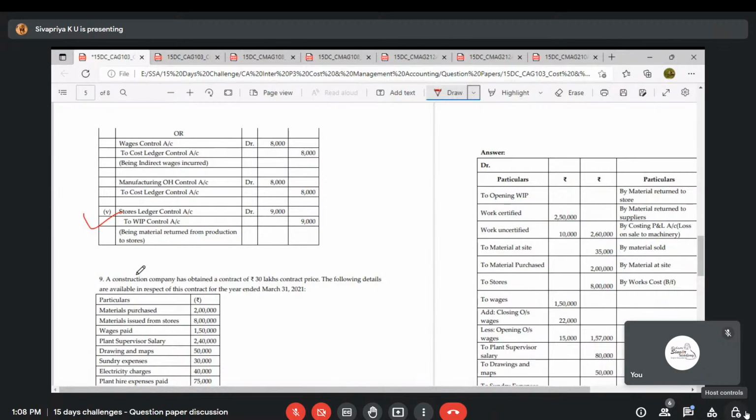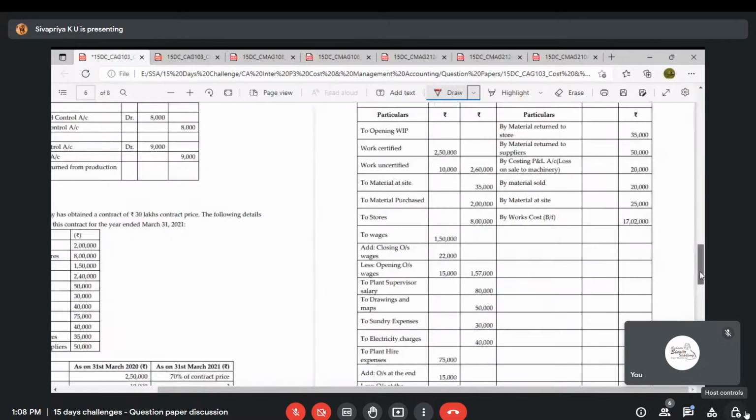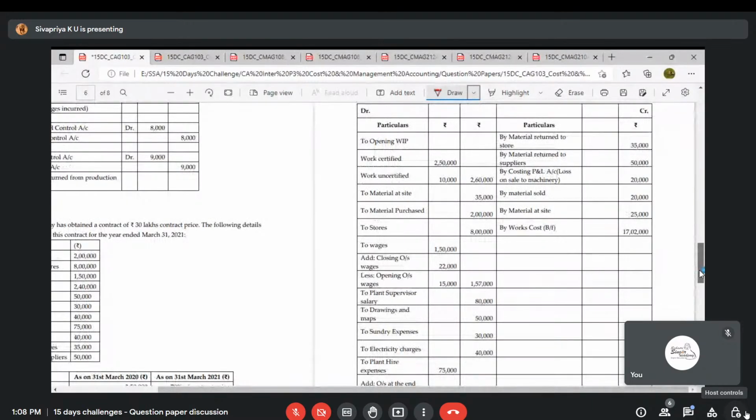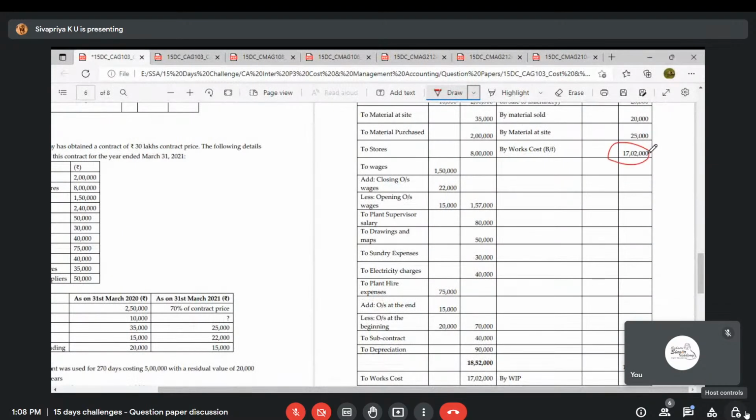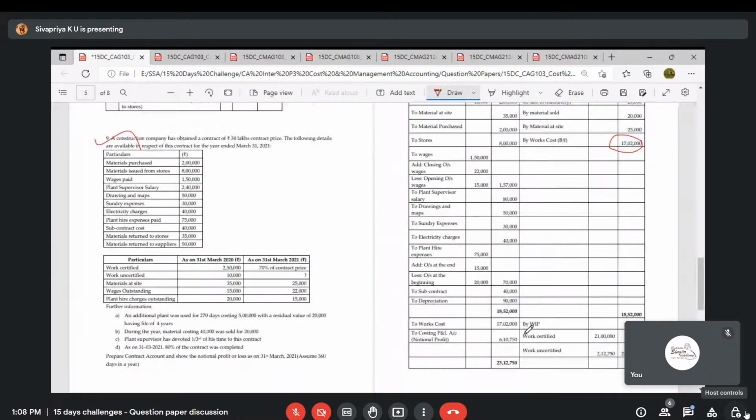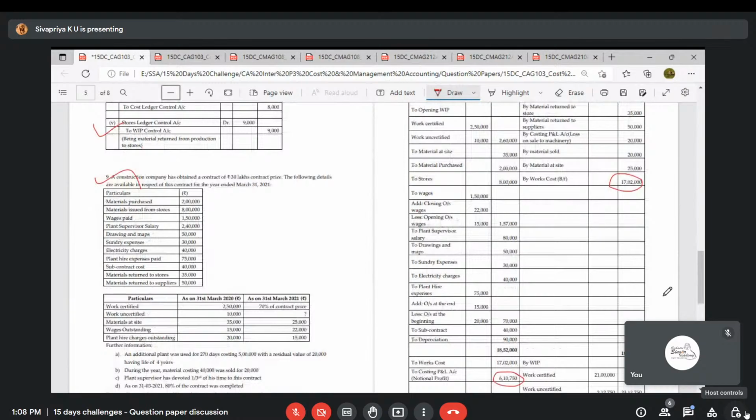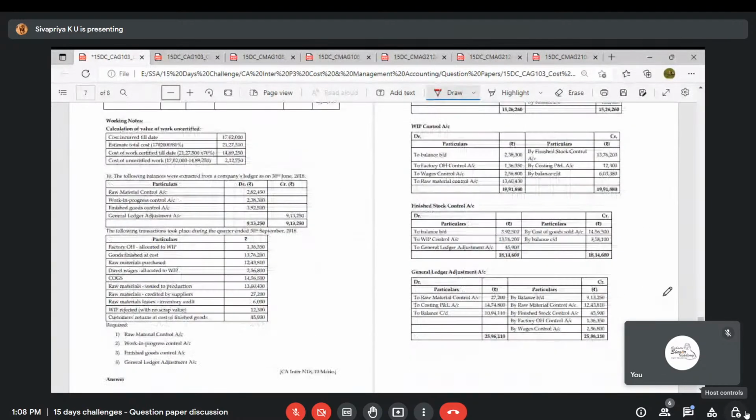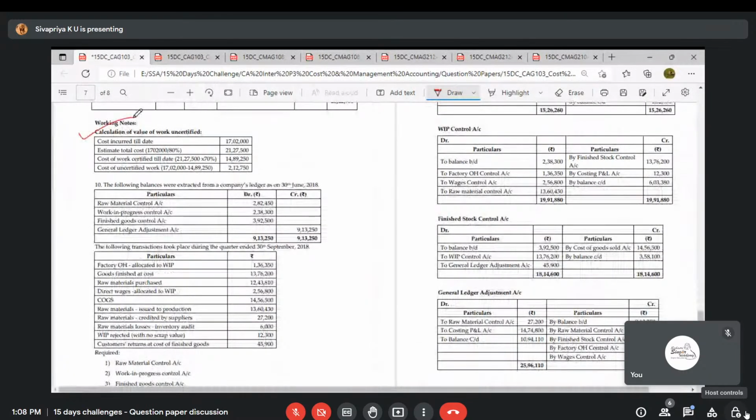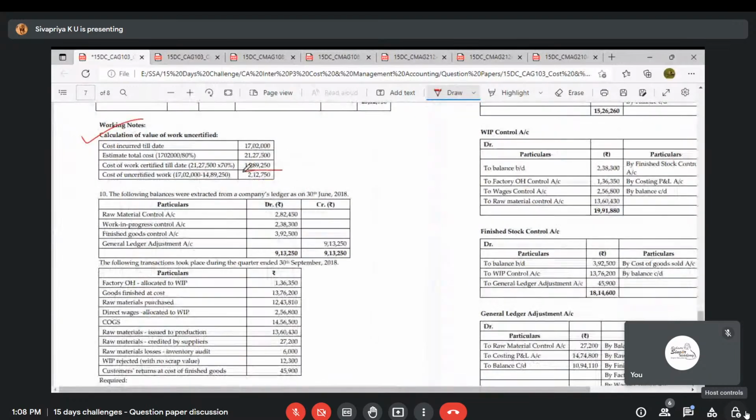Question number 9. So question number 9 is contract costing. It was already done. I think it's in the test number 4 file, this same problem. So we have discussed in detail. So the works cost balancing figure is 17 lakh and 2000. And the profit costing P&L 6,10,750 is the answer. So these are the working notes. Calculation of work uncertified, 2,12,750.